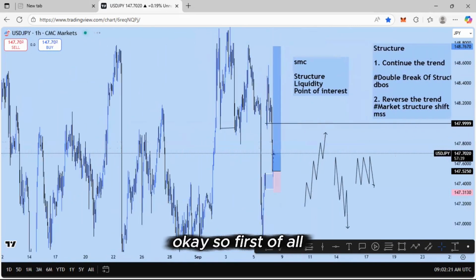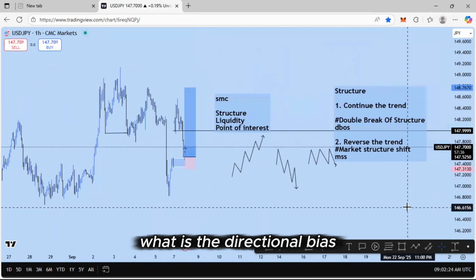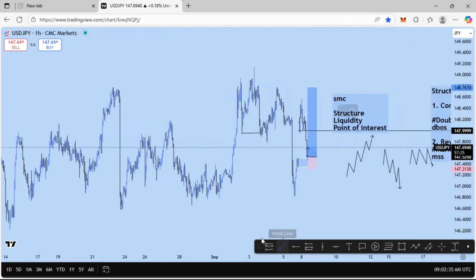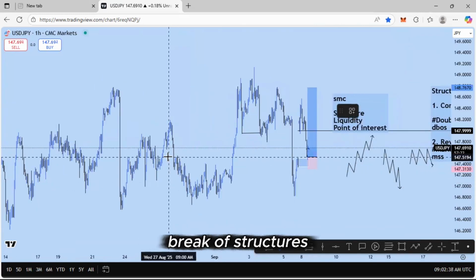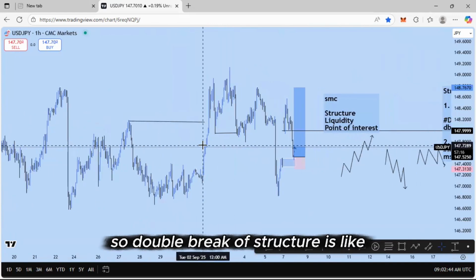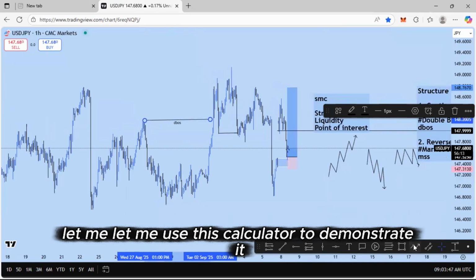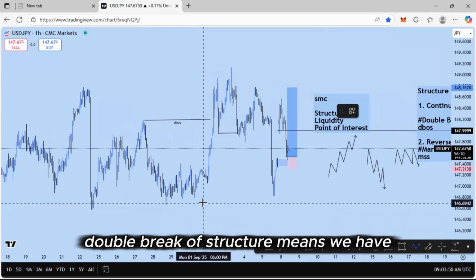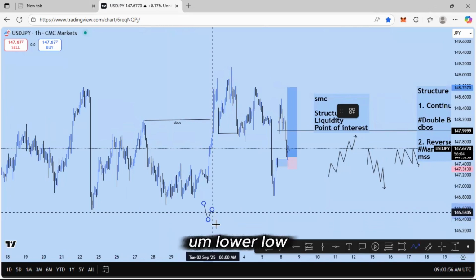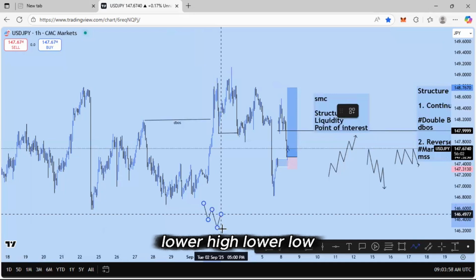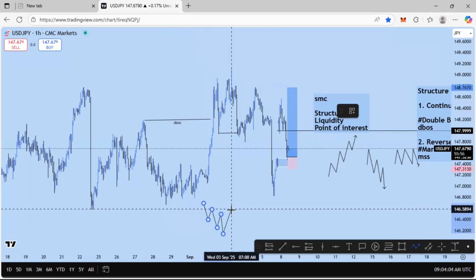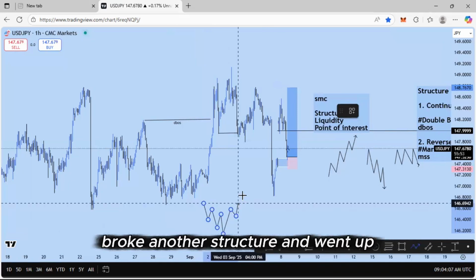Okay, we are taking it step by step. So first of all, you ask yourself, what is the directional bias? Directional bias is simply, where is the market going? If you know break of structures, you want to see price break previous highs. So double break of structure is like, let me use the skeletal to demonstrate it. Double break of structure means we were moving in a downtrend, lower low, lower high, lower low, lower high, and then price broke one structure, broke another structure, and went up.